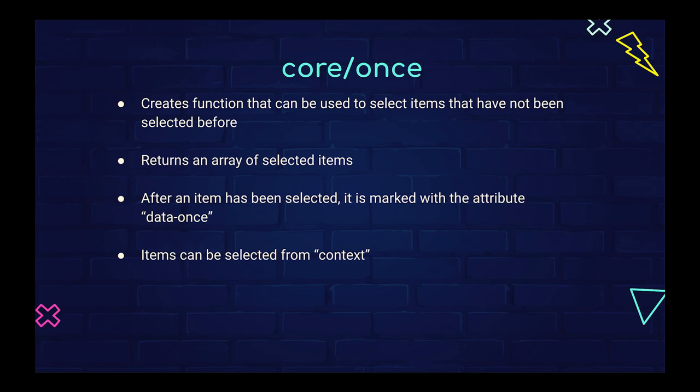It will always return an array of items. Even if it doesn't select anything, it will return to you an empty array. But anything that it does select, it's going to process with the data once attribute and a specific ID relevant to the function you've run. And items can be selected from a specific context.